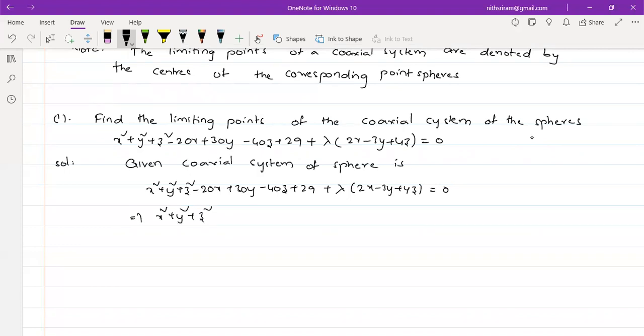x square plus y square plus z square, and if we take x common, we get minus 20 plus 2 lambda. Similarly, if we take y common, we get 30 minus 3 lambda. Similarly, if we take z common, minus 40 plus 4 lambda, plus 29 is equal to 0. So this is equation number 1.